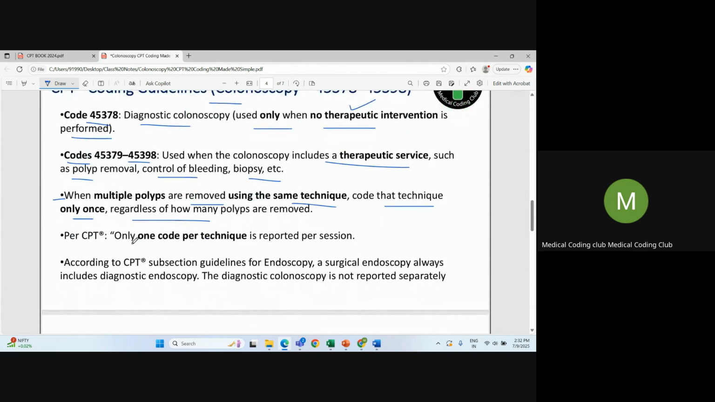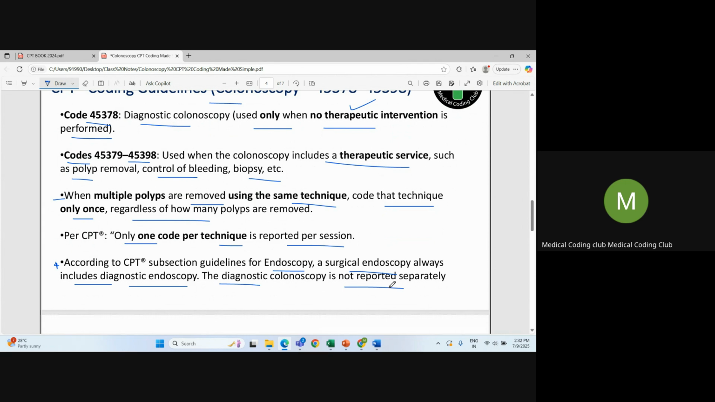Okay, so that is why only one code per technique is reported per session. Next, another important coding guideline is according to the CPT subsection guidelines for endoscopy procedures. Colonoscopy belongs to the endoscopy family. A surgical endoscopy also includes a diagnostic endoscopy. The diagnostic colonoscopy is not reported separately.